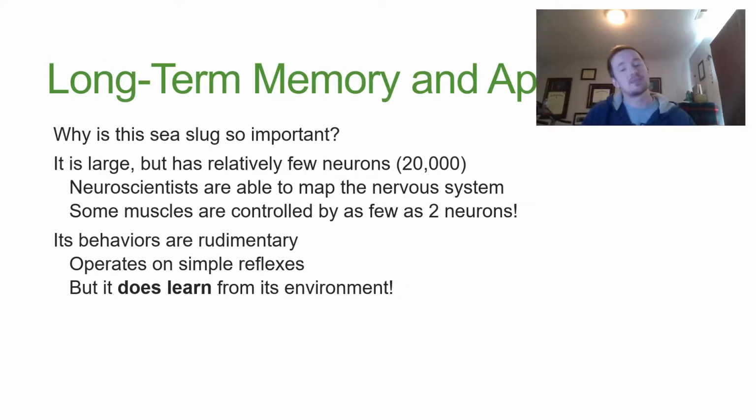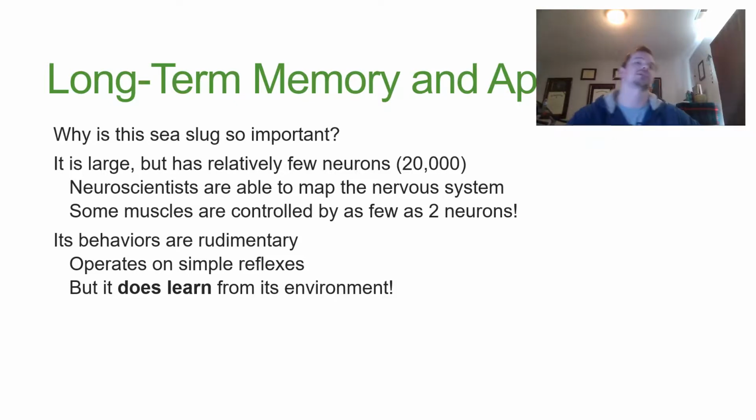So why is it important? I just talked about these things a little bit. They have relatively few neurons, 20,000. That sounds like a lot, but keep in mind that we have like 70 million. And so it's really easy for neuroscientists to try to see what's going on in the nervous system of a sea slug. Very easily identifiable and observable. And some of the muscles that these sea slugs have can be controlled by as few as a pair of neurons. You're not going to find that really in the human body anywhere.